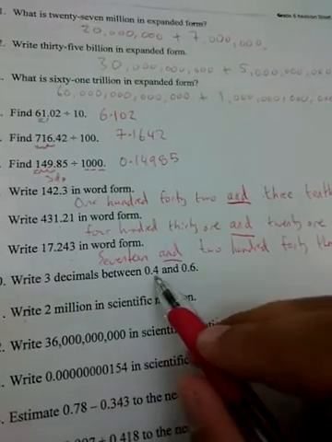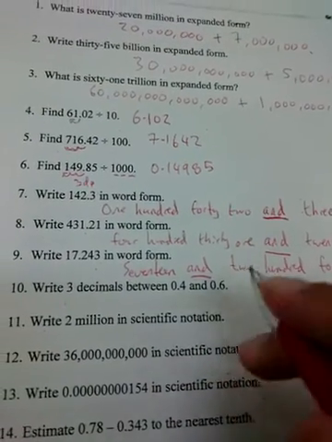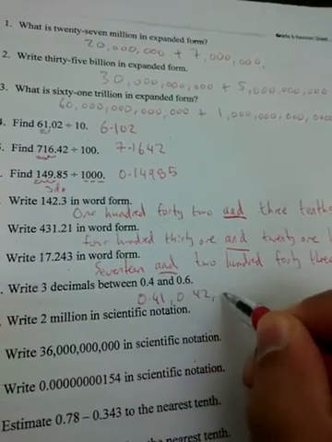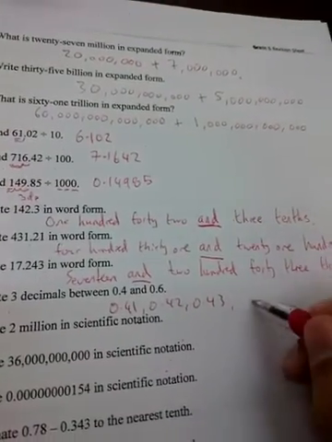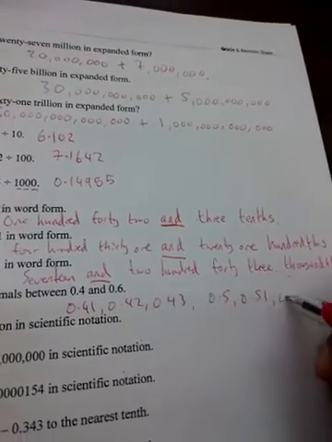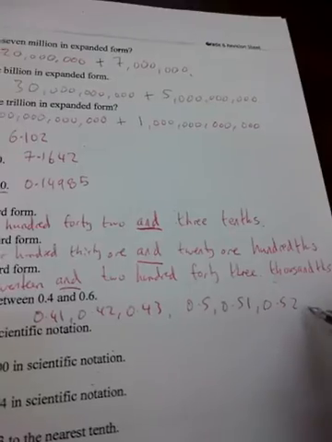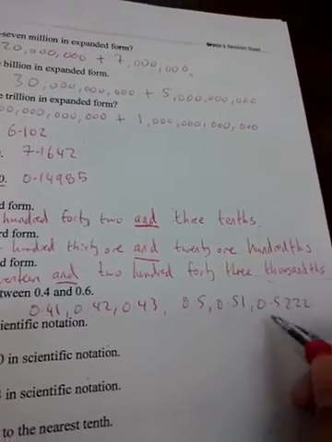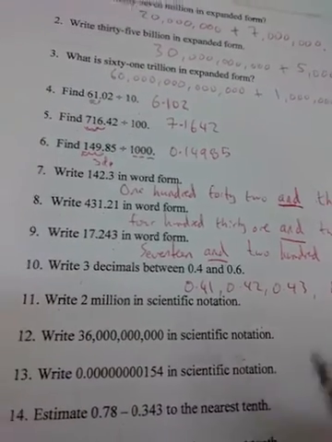3 decimals between 0.4 and 0.6. Now, we have so many numbers that are possible between these. We could start with 0.41, 0.42, 0.43, or, don't forget we even have 0.5, and everything that follows 0.5. And there's no limit on the number of decimal places that we could use. We could have 0.5222. That still counts as a number between them.